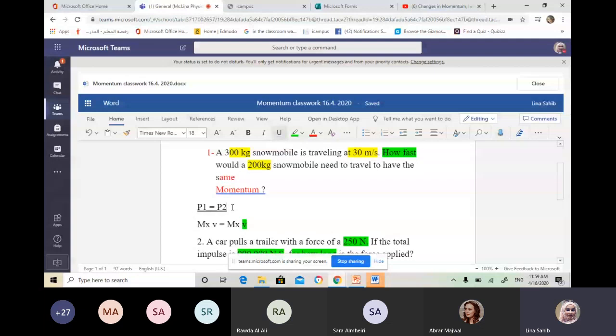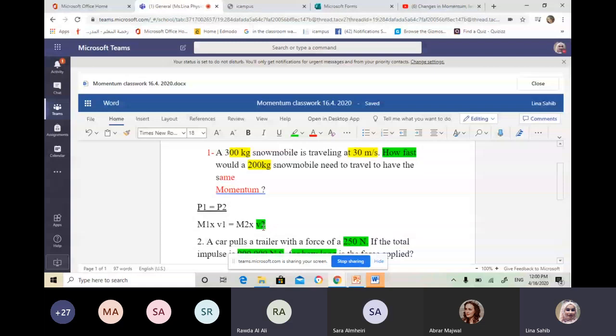Inside this momentum you have to open the equations. Open the equation. Each momentum is M1 multiply V1, and M2 multiply V2. What you have to do is bring the numbers. M1 how much? 300. Replace it. The velocity, okay. So 300 multiplied by 30. Then equal to 200, but V2 is not there, so you do cross multiplication.